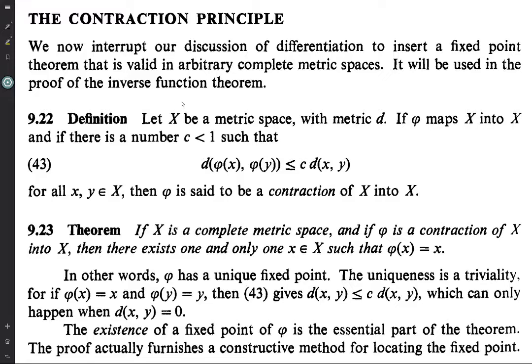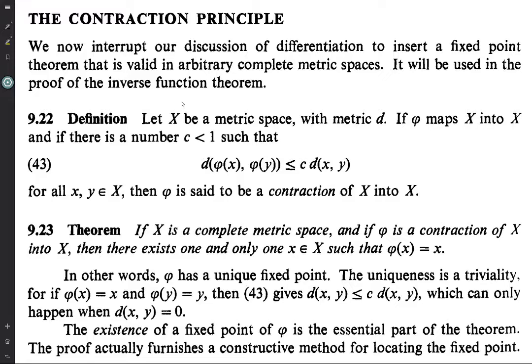Generally, c will be strictly between 0 and 1, because if c is less than or equal to 0, then this sort of doesn't make sense. If c is less than or equal to 0, then that means the distance between phi(x) and phi(y) is always 0. So that's not really interesting: either your metric is trivial or your function is trivial. So the only real interesting case here is when c is strictly between 0 and 1. And yeah, that's the definition.